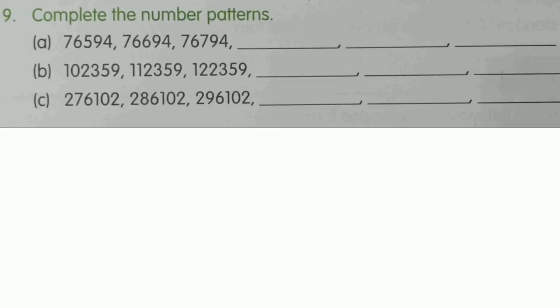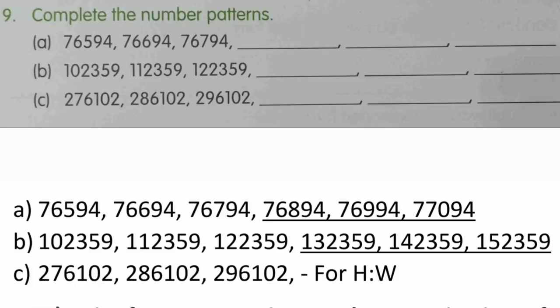To find the next three numbers, you just have to add 100 to the given number, that is, add 100 to 76794. Let's start adding 100. Adding 100 to 76794, you will get 76894. Again adding 100, you will get 76994, and again adding 100, you will get 77094. So this completes our first pattern.